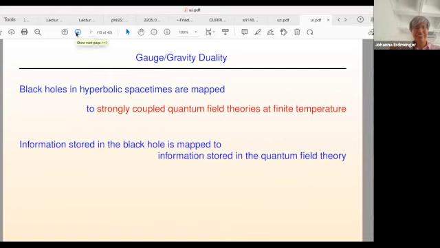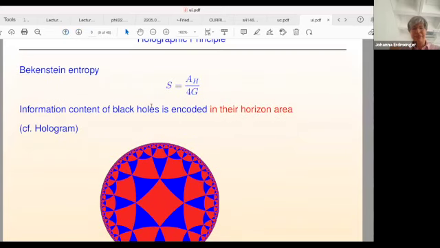Okay, so in the last part now, let me go to quantum information. Another important feature of black holes is the Bekenstein-Hawking formula, which I showed in the previous slide. The information content of a black hole is encoded in its horizon area.